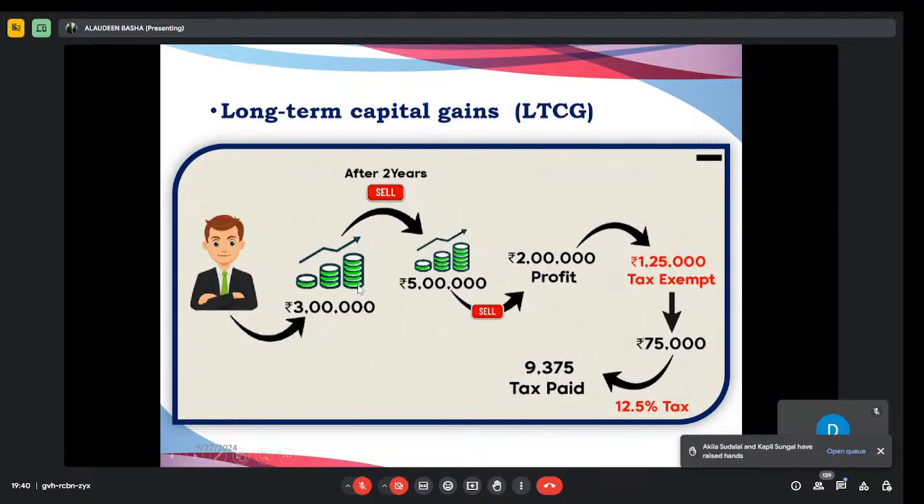So a person invests 3 lakhs rupees in equity mutual funds and after 2 years sells at 5 lakhs rupees. How much profit? 2 lakhs rupees. On this 2 lakhs profit, the exemption is 1.25 lakhs. So 2 lakhs minus 1.25 lakhs is 75,000. You need to pay tax of 12.5% on 75,000, that means 9,375. Clear? Yes, sir. Clear, sir. Okay, this is the basic calculation of long-term capital gain.